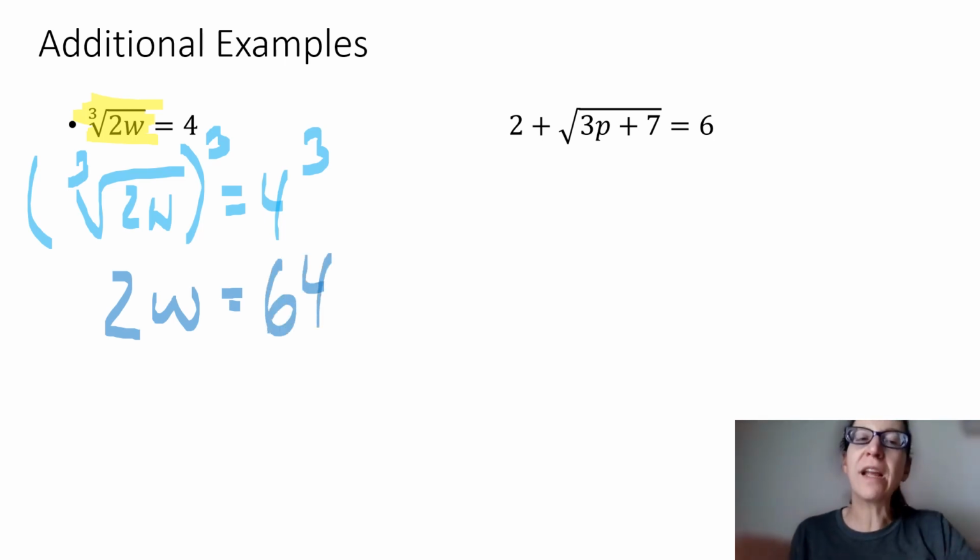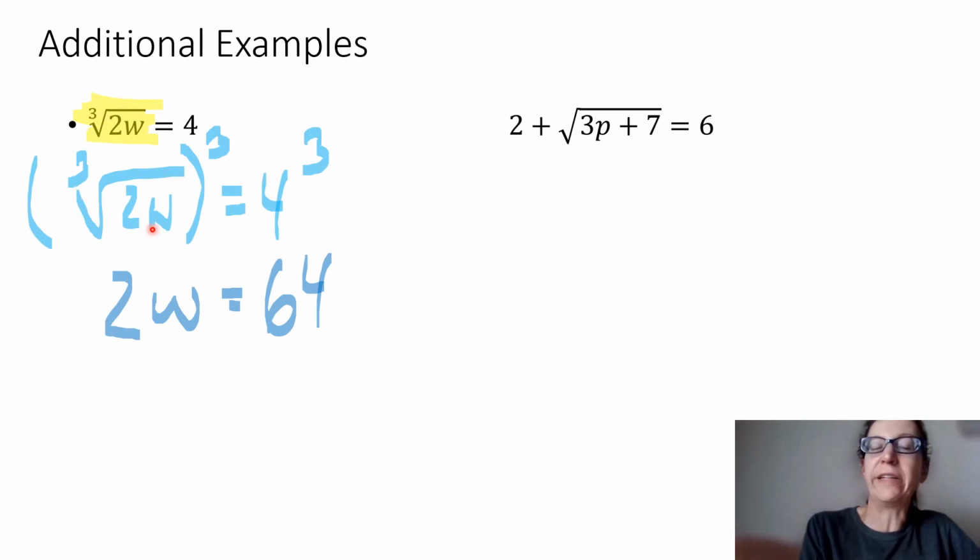Now, a common mistake that students will make, especially if they don't get enough practice, is they will try to cube the radicand. So they will try to do 2 cubed and w cubed. We don't want to do that. The cubing is taking care of the cube rooting.